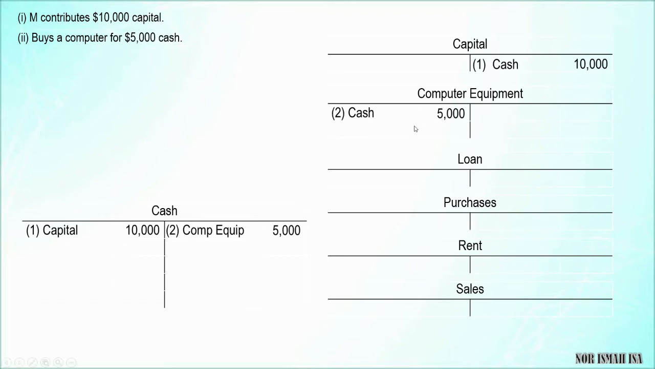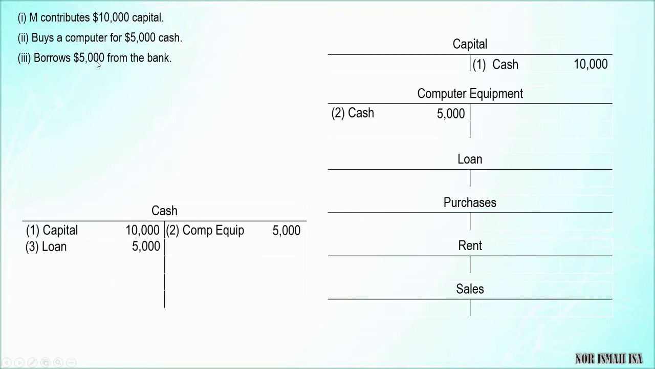Here the 5,000, so the description here is cash, the opposite account. The business borrows 5,000 from the bank. When a business borrows 5,000 from the bank, it will increase cash for the business. So the cash account will increase, it should be debited.